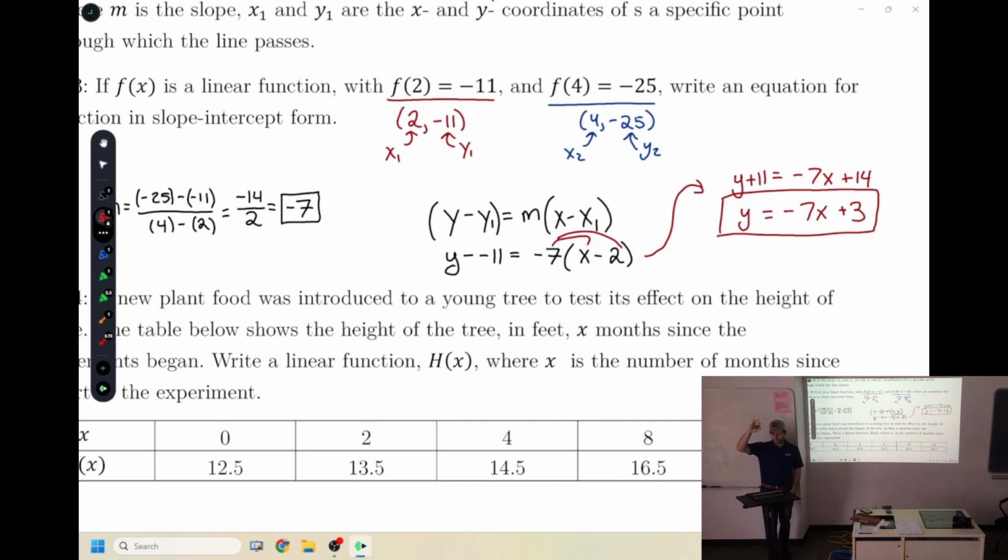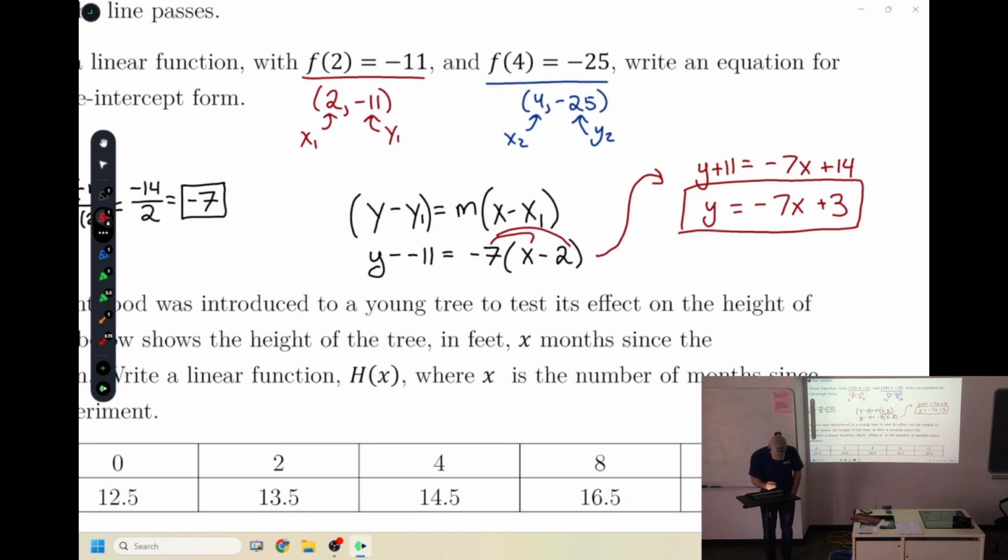Good? Unless I messed up, which just happens. Okay, I want to point out the 2 forms that just happened, and then we'll move.